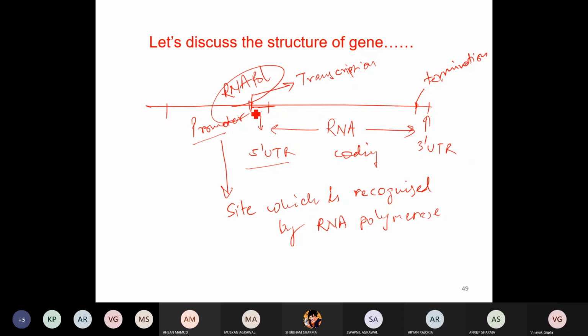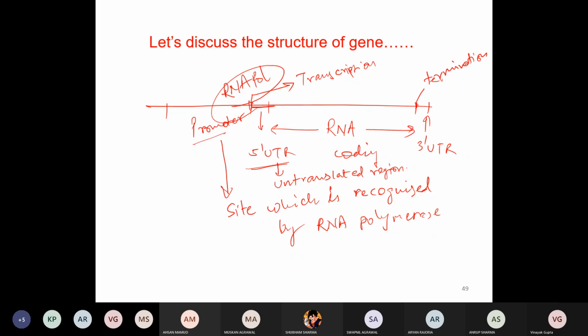So from where the transcription is going to start, it is called the 5 prime UTR region. The full form of UTR is untranslated region. The 5 prime UTR is called untranslated. That means it will be transcribed, but it will not be translated. That's why it is not part of the coding region. It is not going to code for a protein. It is not going to code for an amino acid.